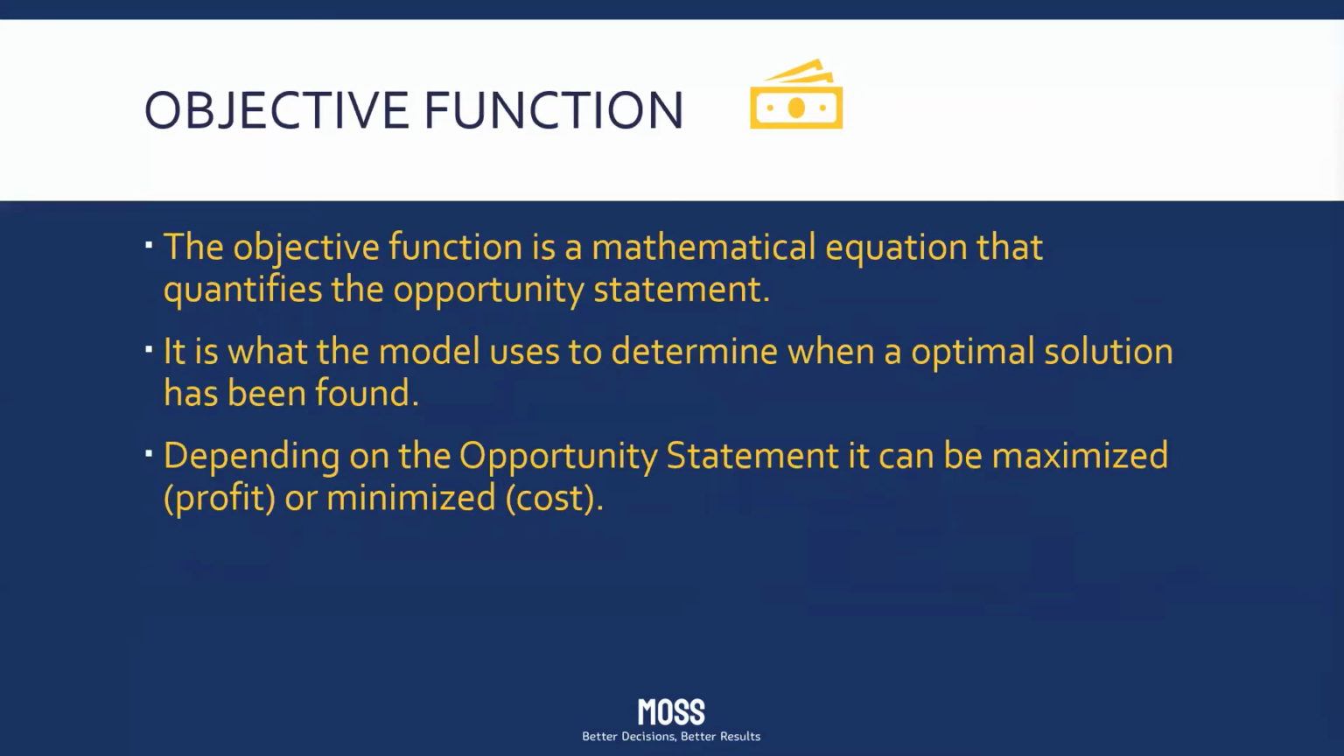The first core component of a mathematical model is the objective function. The objective function is a mathematical equation that quantifies the opportunity statement. It's what the model uses to determine when an optimal solution has been found. And depending on the opportunity statement, it can be maximized or minimized.